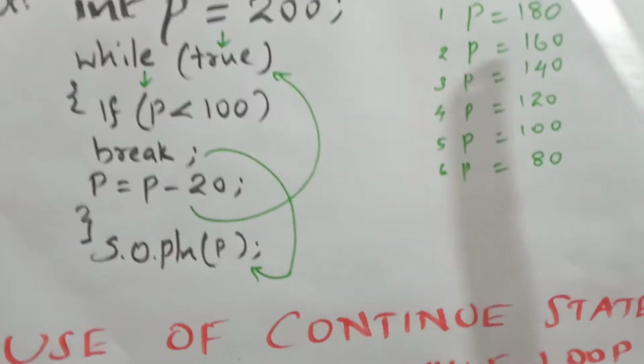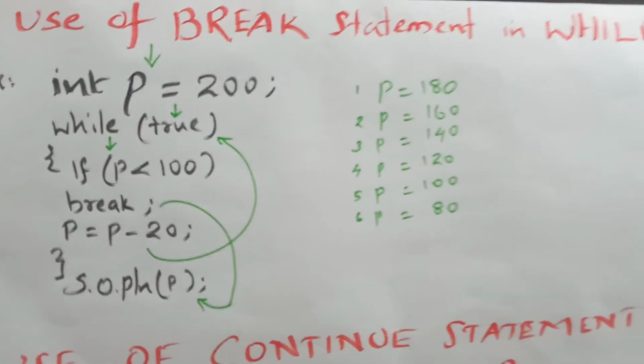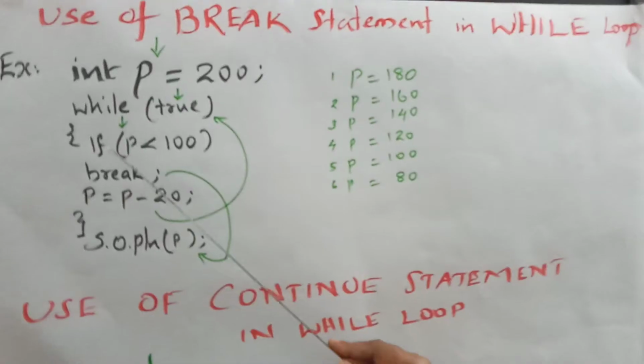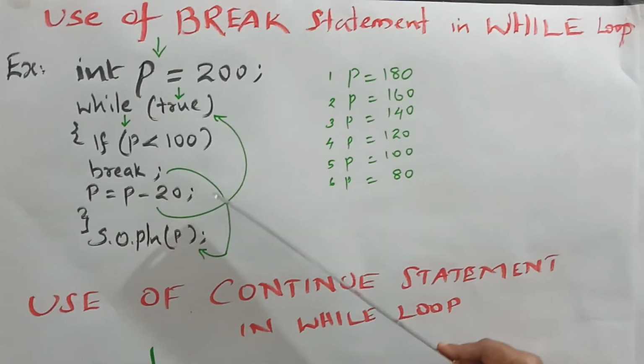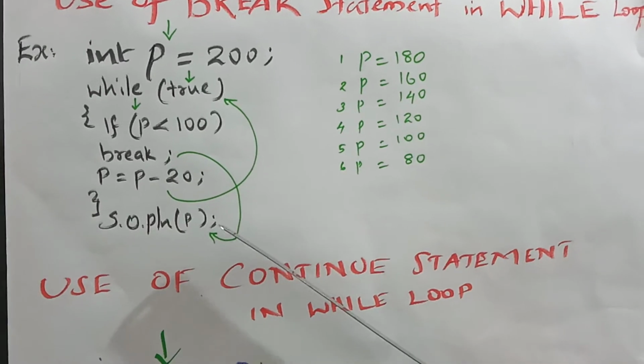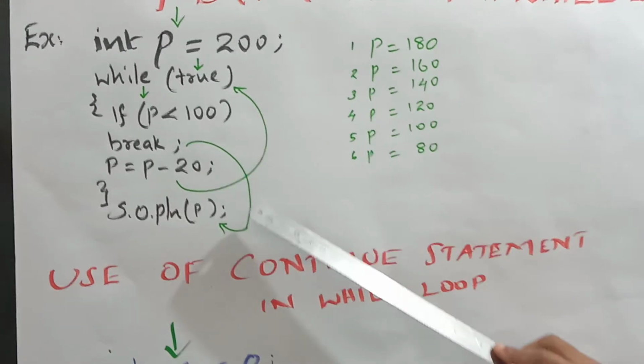Use of break statement in while loop. Example number 1. In this example you have to find out what is the output of this and how many times this loop will work.